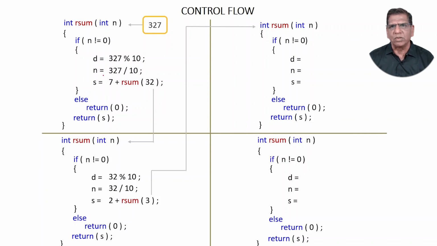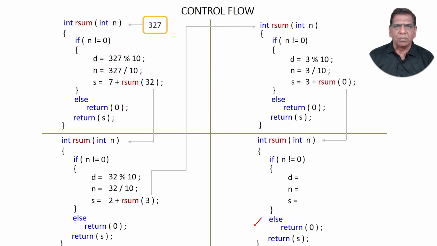So the value of n is now 3. 3 not equal to 0 is true. 3 mod 10 will be done. 3 mod 10 is 3. 3 slash 10 is 0. So s becomes 3 plus rsum of 0. This again brings the control to the next copy with a value 0. So 0 not equal to 0 fails, control goes to the else block, return 0 goes to work.